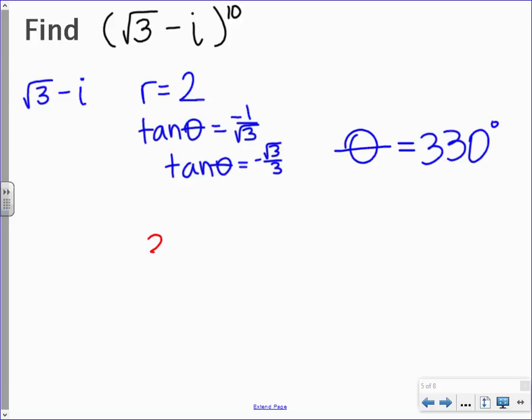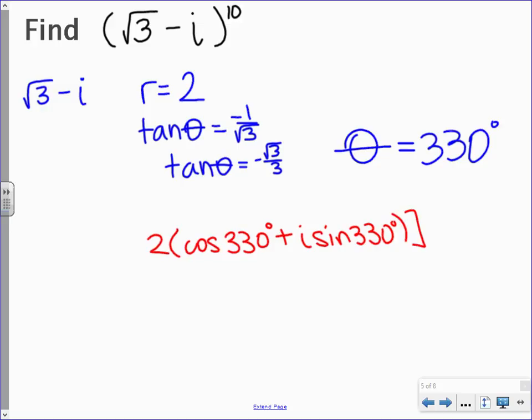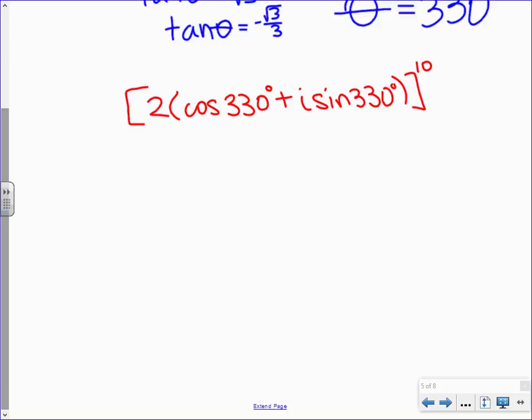is r cosine theta plus i sine theta that is being raised to the 10th power. And if you want to use the shorthand, you can. Okay, the cis. So now, what we get to do is take 2 to the 10th, and we get to multiply our angle by 10.